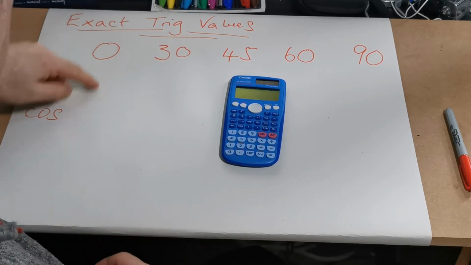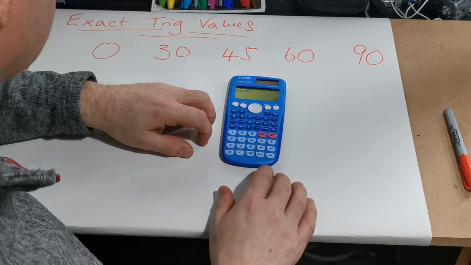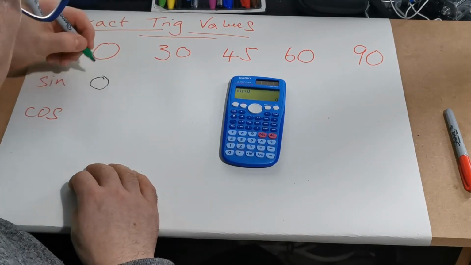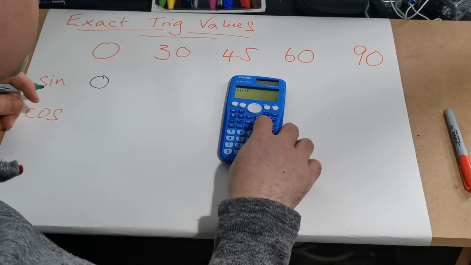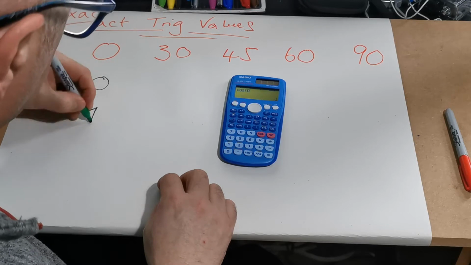Now let's have a look at 0. So if I do sine of 0, I get 0, so that's a nice easy one. And if I do cos of 0, I get 1.